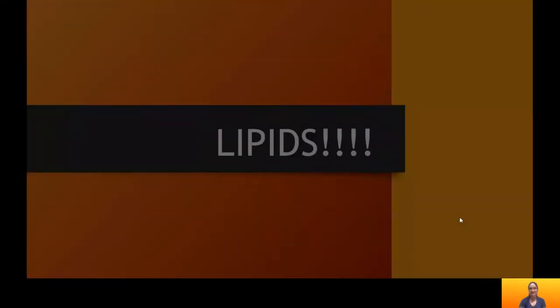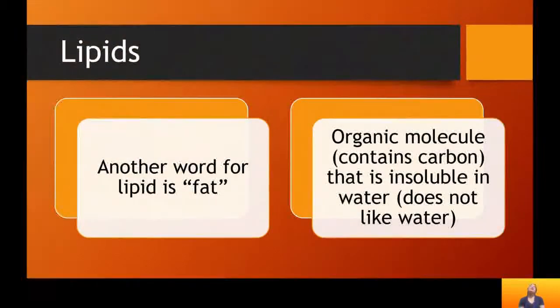It is time for us to move on to macromolecule number 2. Let's get into it. Lipids. That's our second biomolecule. Let's get into it. So lipids. What are lipids? Lipids is another word for fat.